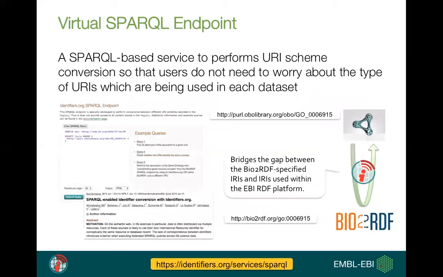Because we store different URI schemes in the registry, we expose this information as a virtual SPARQL endpoint. So the idea is if you have different RDF resources, which use different URL schemes, then you can use the Identifiers.org virtual SPARQL endpoint to do these federated queries without having to do string manipulation in your SPARQL query.